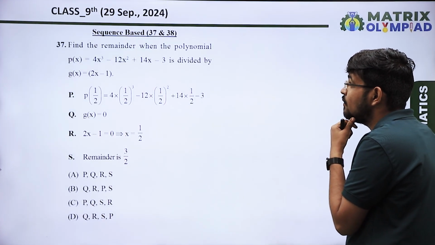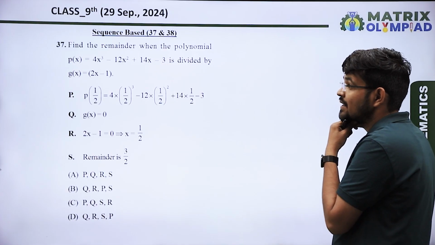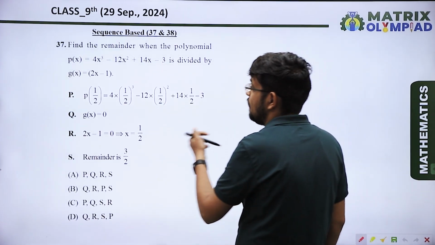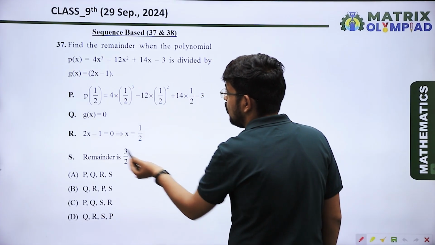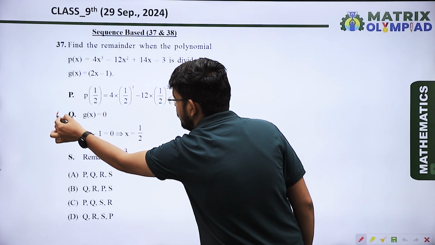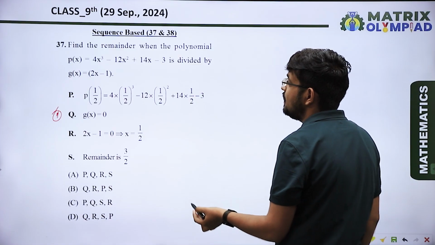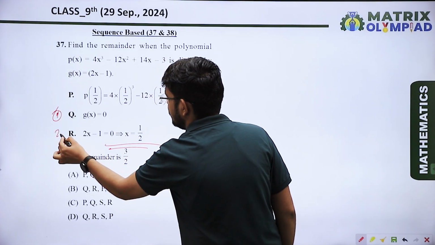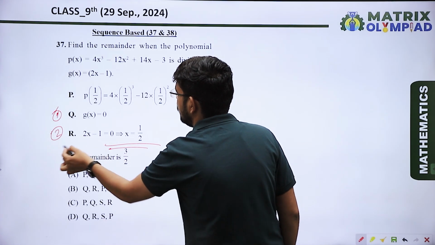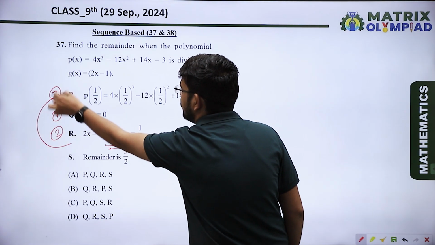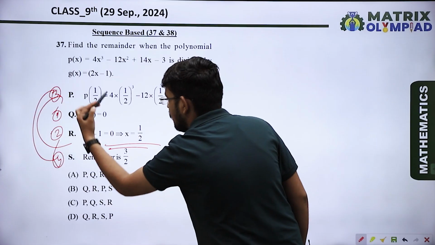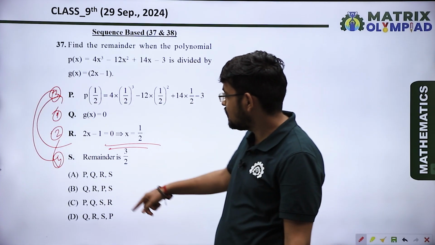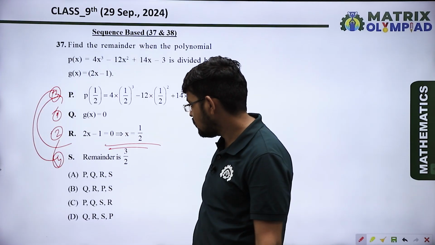Find the remainder when the polynomial is divided by g(x) = 2x - 1. First of all, we put g(x) equal to 0. So option Q is the first step, and after that we solve it. So we will get the value of x. This is the second step. We put this value in the polynomial. This is the third step, and the remainder is 3 by 2. That is the fourth step. So the correct sequence is Q R P S.